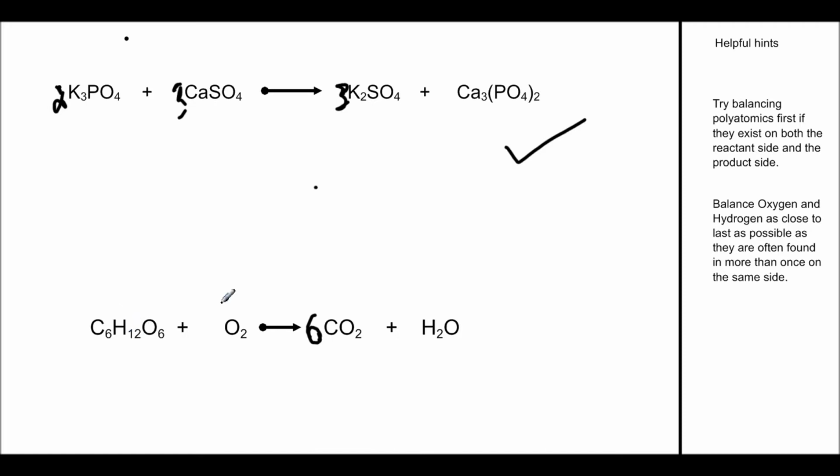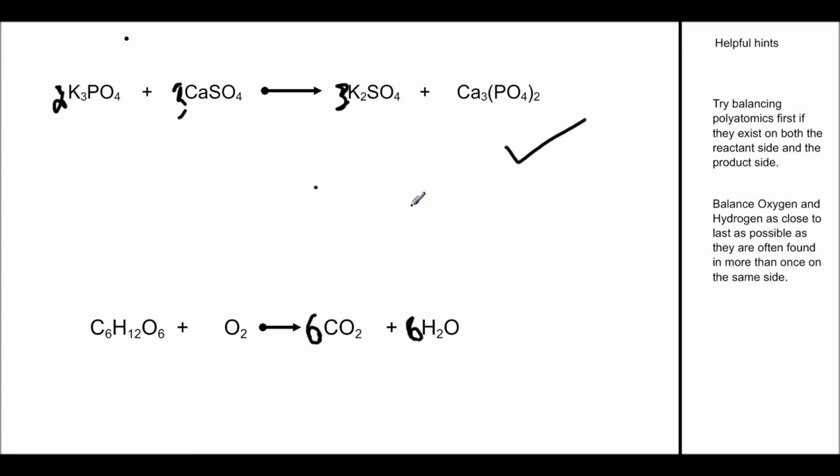I have 12 hydrogen here and 2 here. In order to make this equal 12, I'm going to put a 6 in front here. That's going to give me 12 hydrogen. I now have 12 hydrogen here, 12 hydrogen here. What have I done? Well, look, we've changed the number of oxygen on the product side drastically. We now have 12 oxygen here and 6 oxygen here.